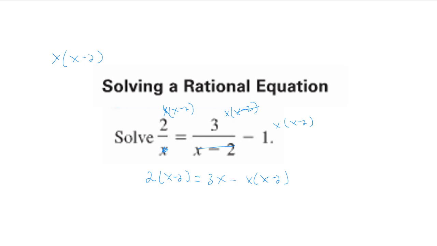Now, why is that nice? Well, look what happened. Now I'm left with just a regular equation. It's no longer a rational equation. So whenever you get a problem like that, the best thing to do is to multiply by the lowest common denominator, and that gets rid of all of your denominators, and then you can solve the equation.